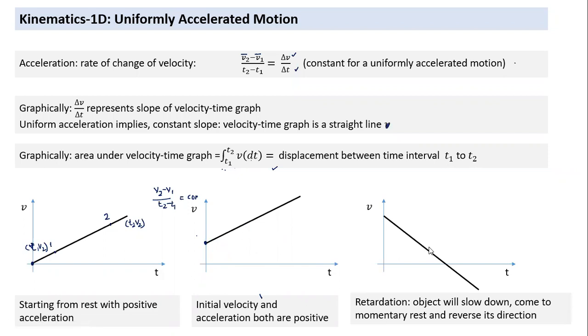This graph indicates that the initial velocity is slowly decreasing. In this case, the slope is negative. Negative slope indicates what? Slope is negative means acceleration is negative. This motion is called retardation. What is retardation? When acceleration is opposite to the direction of velocity. Velocity is positive, acceleration is negative because slope is negative.